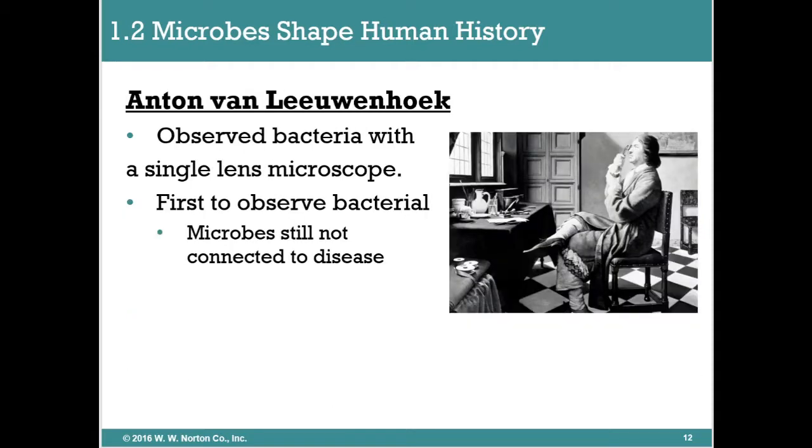Another scientist was Anton. He observed bacteria with a single lens microscope, so a different kind of microscope. He was the first one to actually successfully observe a bacteria. But even though he was able to observe a bacteria, in history, bacteria or microbes were not linked to diseases yet. With Robert Hooke, he had a weaker microscope, but then Anton created lenses that were stronger than the ones Hooke was using.